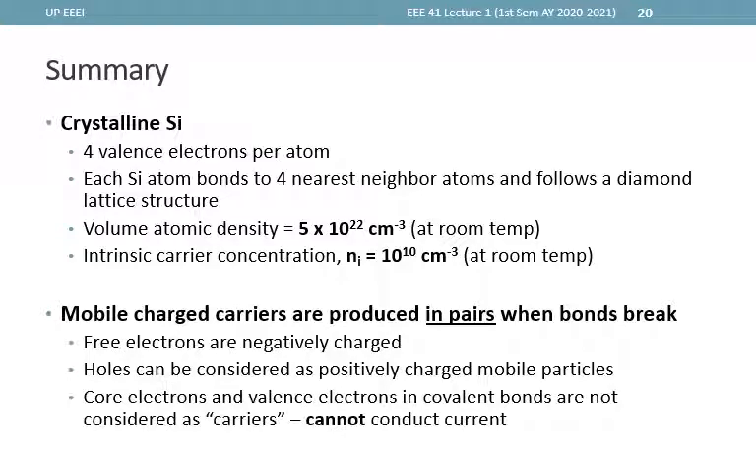Also, we have identified mobile charge carriers, or simply carriers, which are produced in pairs when covalent bonds break. We have our free electrons, which are negatively charged, and holes, which can be considered as positively charged mobile particles. The core electrons and valence electrons in covalent bonds are not considered carriers, as they cannot conduct current. Okay, so that's the end of lecture 1.